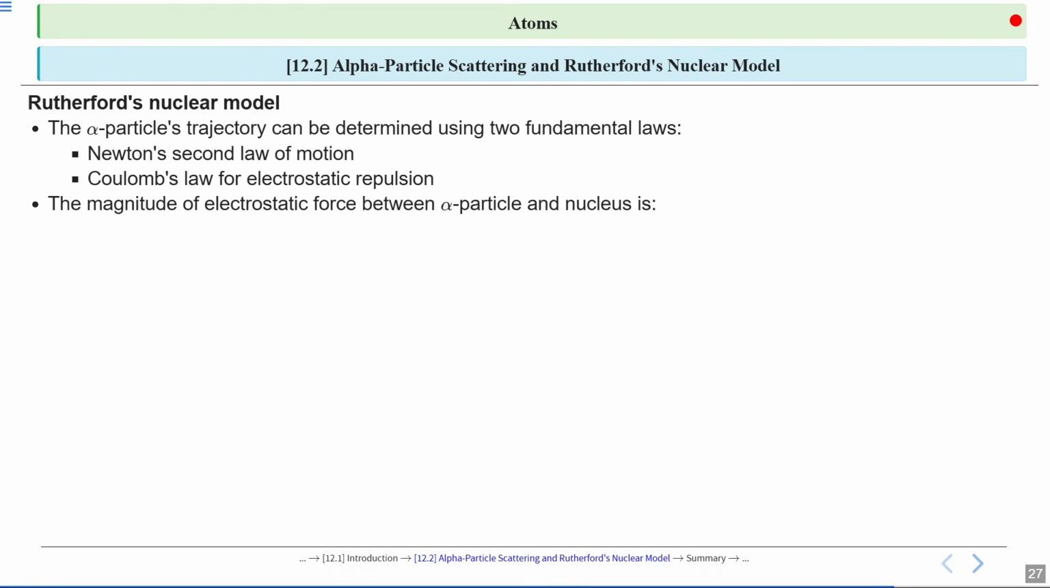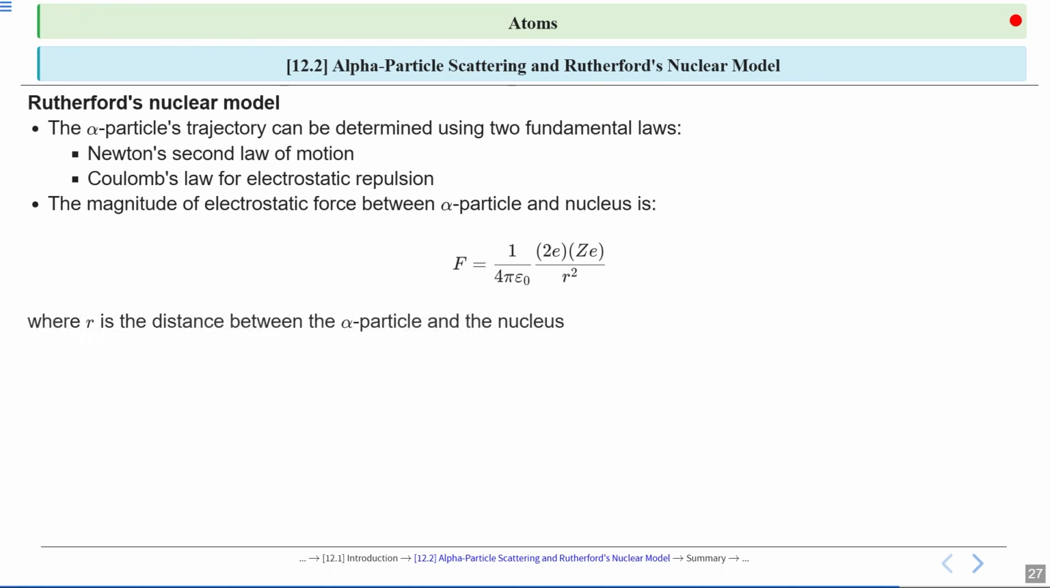Now let's look at the actual formula for the electrostatic force between the alpha particle and the nucleus. This force depends on the charges involved and distance between them. So the formula is F equal to 1 upon 4 pi epsilon naught 2e, that is the charge of alpha particle, and Ze, that is the charge of the gold nucleus, upon r square. Okay, so here r is the distance between the alpha particle and the nucleus.